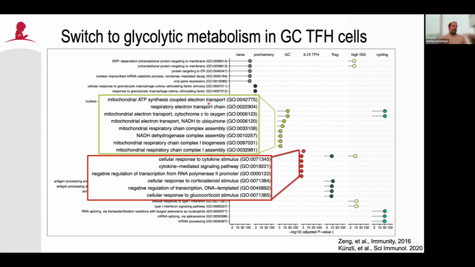If we take a quick look at some of the enriched pathways in these different populations of TFH cells, we're able to confirm previous reports within mice that the germinal center TFH response really is glucose hungry. So we see this switch to glycolytic metabolism within the germinal center TFH cells compared to the naive or pre-memory. And if we look at some of the enriched pathways we observe in IL-10 TFH, we can see things like response to cytokine stimulus, cytokine-mediated signaling pathway, suggesting that there may be cues within the environment that is switching them into this IL-10 TFH subset here in particular.